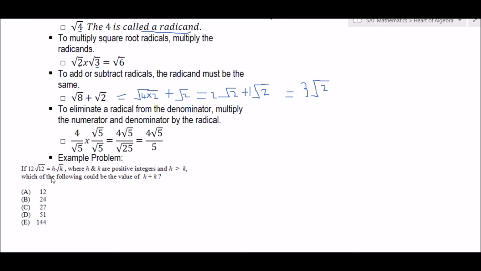So finally, we'll do this example problem before we get to our challenge problem. So if 12 square root of 12 is equal to h square root of k, where h and k are positive integers, and h is greater than k, which of the following could be the value of h plus k? Okay, so let's simplify this. So 12, we also know that 12 is the same as 4 times 3.